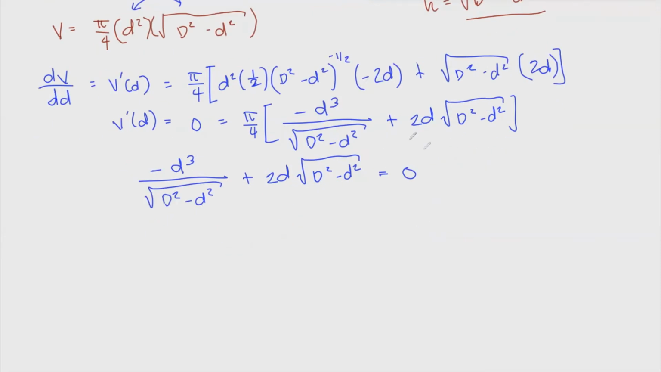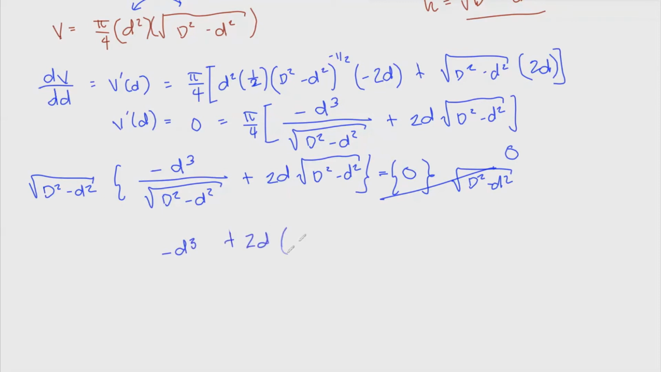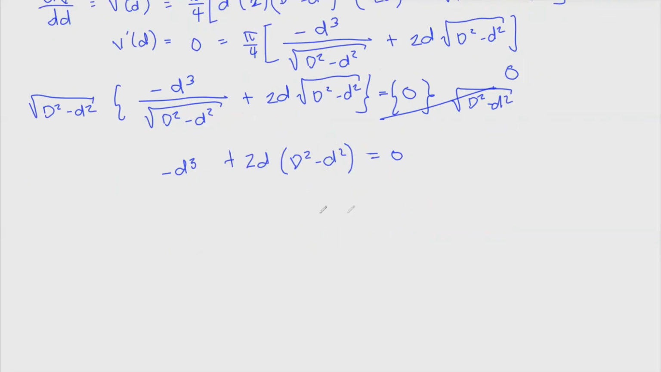And then I'll be multiplying both sides by the denominator. So as you can see here, that's capital D squared minus d squared, and then this one is the same. So this one becomes 0, and then this will be cancelled out, and then this will be squared. So we have negative d cubed plus 2d times capital D squared minus small d squared, that is equal to 0.